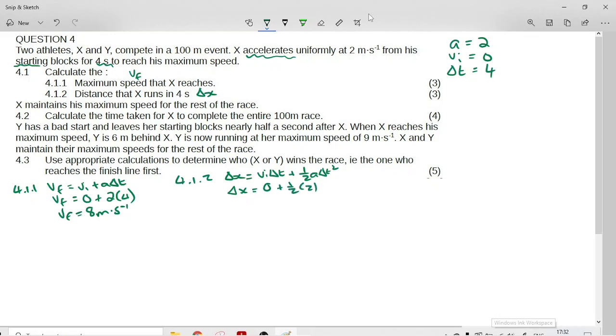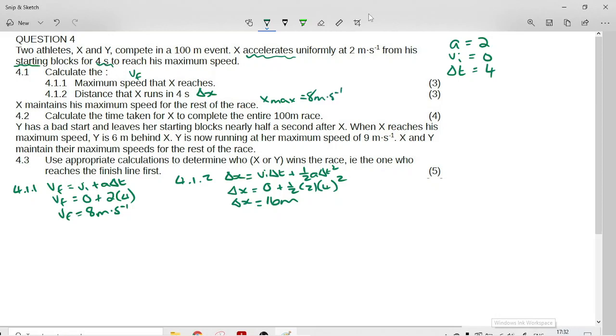So if we substitute in here, we've got my initial velocity is 0 plus a half of my acceleration, which is 2. Obviously, I substituted 0 there because 0 times anything is 0. So a half of 2 times 4 squared. My displacement over here is going to be 16 meters in the direction that he's running. Then it says that X maintains his maximum speed for the rest of the race. So X's maximum is going to be 8 meters per second.